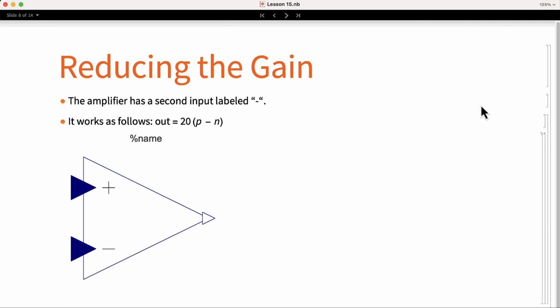After reading the documentation again, you find that there is something that you have overlooked. There is a second input in the amplifier labeled minus. In your test, you have only used the input labeled plus, and the minus is connected to ground. The amplifier behaves as follows. It takes a positive voltage labeled plus or P, subtracts the negative voltage labeled minus or N, and multiplies the result by 20. It will be interesting to see if we could use this other input to reduce the gain of the amplifier.